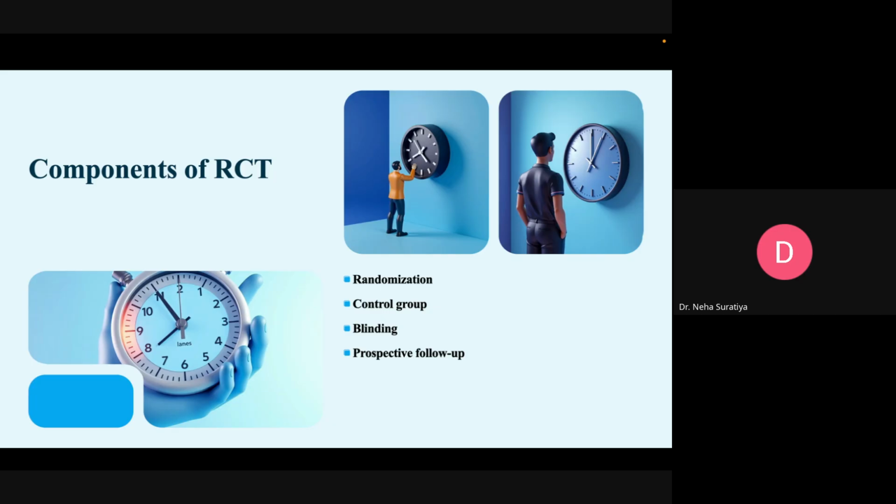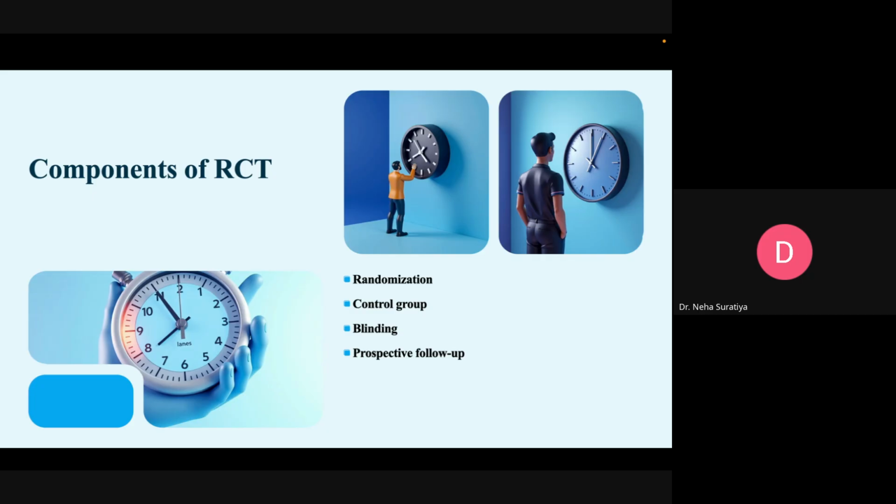For example, if a cholesterol lowering drug trial is happening: recruiting the patients is the first step, randomizing participants, then, the second step, administering the new treatment, follow up for 1 year, and then comparing their LDL reduction report, low density lipoprotein report. So that demonstrates all four components altogether: randomization, control group, blinding, and prospective follow up.